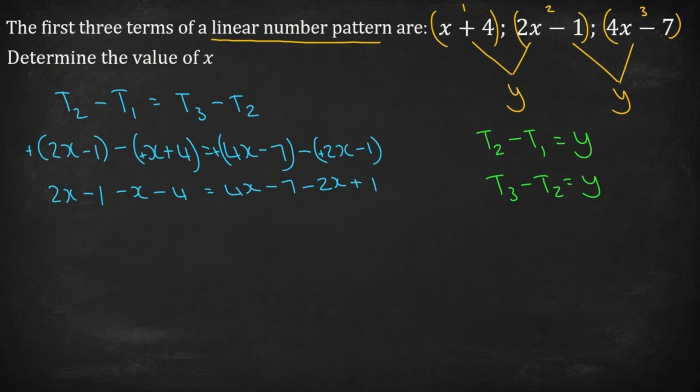Now I'm going to combine all the like terms on each side of this equation. So these two go together, and these two go together, and here on this side these two go together, and these two. That will give us 2x minus x is x, and negative 1 subtract another 4 is negative 5. And on this side, we've got 4x minus 2x is 2x, and we've got this negative 7 plus 1 is negative 6. Now we need to move all the x's to the one side of the equation and all the other terms to the other side.